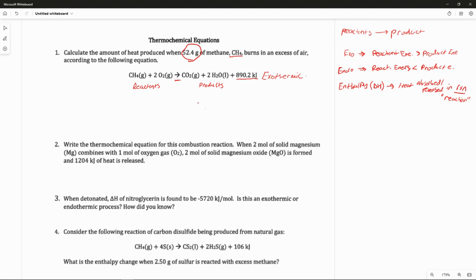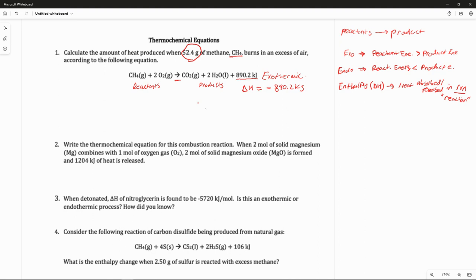All right. Now we have this information here, 52.4 grams of methane. We can calculate this using our delta H. Delta H is always the change in, the delta means change in. So it's going to be the change in the heat absorbed or released. So in this scenario, since it's exothermic, we have a release of heat, which means that we have to have a negative 890.2 kilojoules in this thermochemical equation.